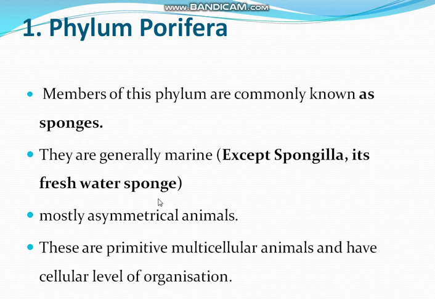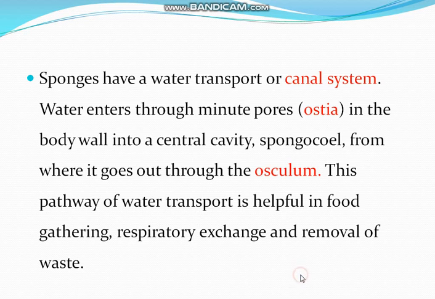Most of the Porifera are asymmetrical organisms. We know what asymmetrical means. These are primitive multicellular animals and also have a cellular level of organization. And sponges have a water transport or canal system, and water enters through minute pores.